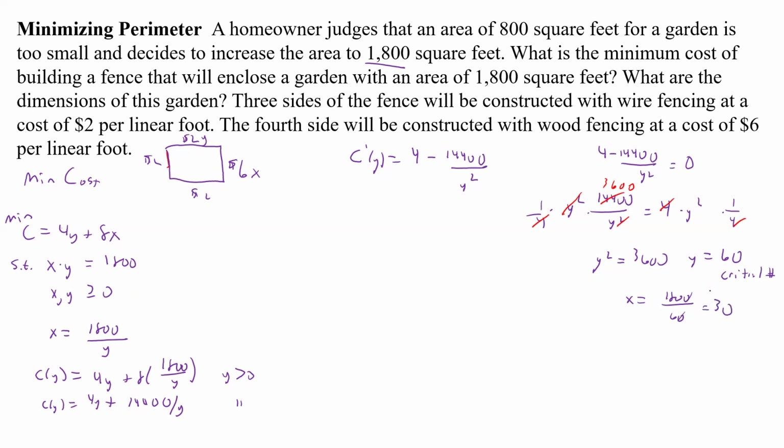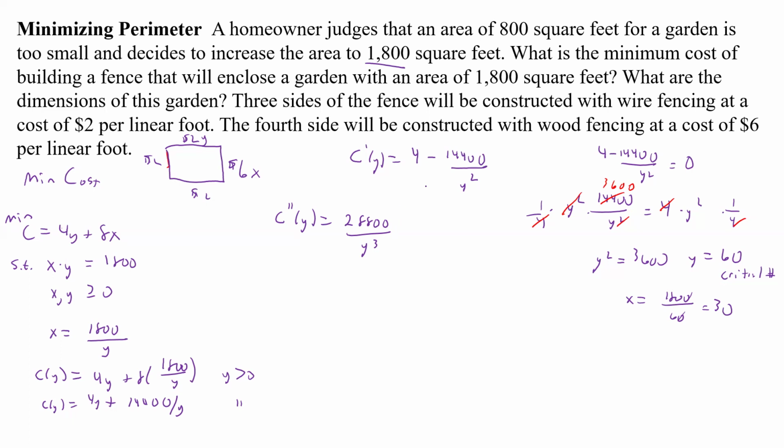Okay, so that works. All right, so now what we're going to do is our second derivative. So that kind of got us the first part, the critical numbers and pieces. So now if we take our second derivative, well, that 4 is going to disappear. This is going to be a y to the negative 3, so we have negative 2 times this, and then it becomes a negative 3. So negative 2 times that is going to be positive 28,800, and then it becomes y to the third.